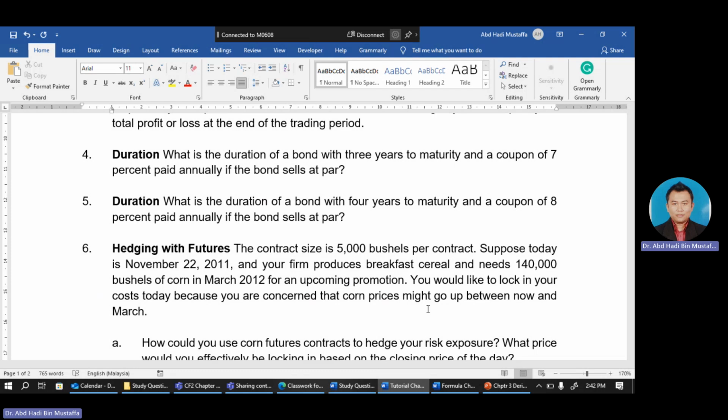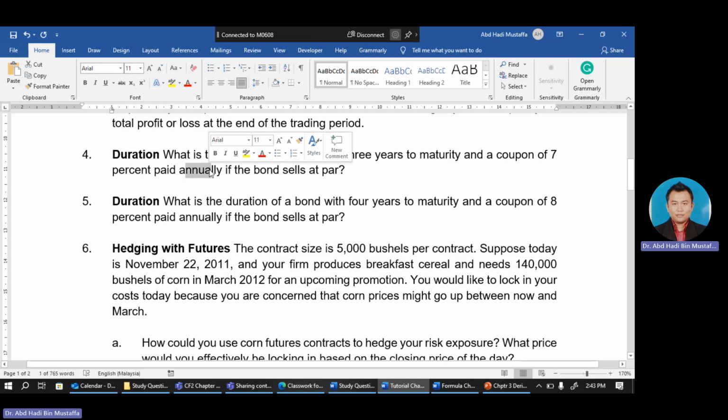Okay, now let's move on to question number 4. Okay, let me share. Let me explain how it's done. I'm going for question number 4 first. Okay, please bear with me. What is the duration of a bond with 3 years to maturity? That means the period is 3 years. And then coupon, which is interest, 7% and paid annually.